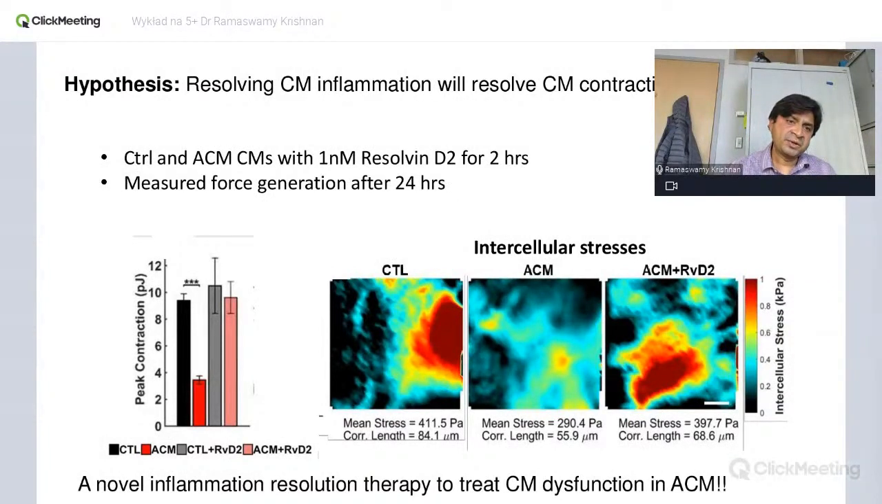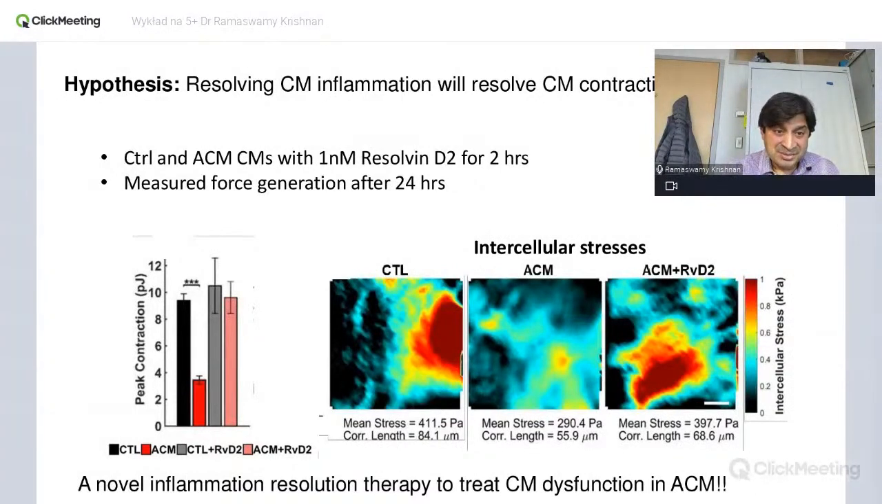To test this hypothesis, we considered control and diseased cells. We treated them both with a pro-resolution compound, and then we measured force development the next day, after 24 hours. What we observed was striking. Just look at the red bar, which is the contractile forces developed by diseased cells. Compare it to the pink bar, which is the contractile forces developed by disease cells after treatment with the inflammation resolution compound. You can see that the force development is restored. And not just that, if you look at the intercellular stresses compared to control and to disease, you can see that the treated cells look very much like control cells.